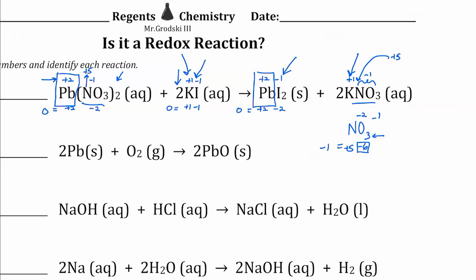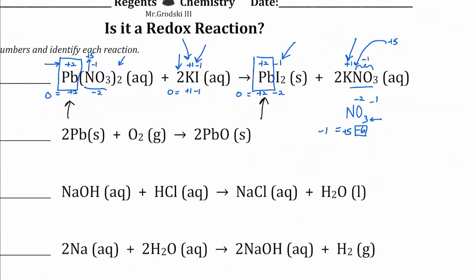in the oxidation state. Lead is +2 on this side, and it's +2 on this side. It didn't gain or lose any electrons. Its charge did not change. Nitrogen is +5 on this side, and it's +5 on this side. Potassium is +1, +1. Iodine is -1 and is -1. There is no oxidation number that has changed. Oxygen is -2 in the nitrate and still -2.